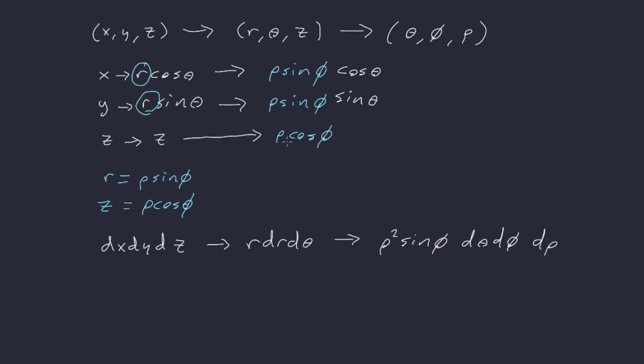So this is actually the transformation to go from Cartesian straight into spherical. I'll tell you, I don't actually memorize this exactly. What I do instead is I just remember that x goes to r cosine theta, y goes to r sine theta, z goes to z, then r goes to rho sine phi, and z goes to rho cosine phi. And then I just put those together. So once again, if you know polar, you know what we're doing here.